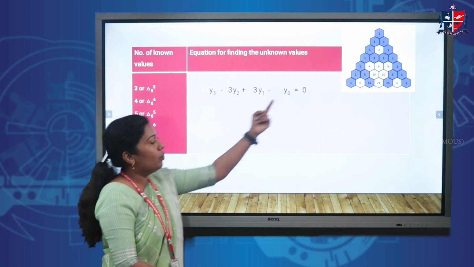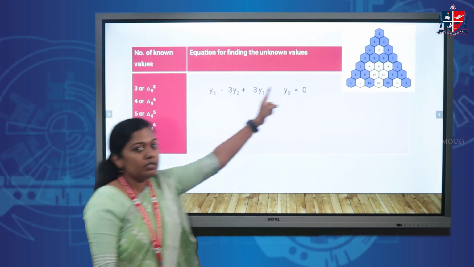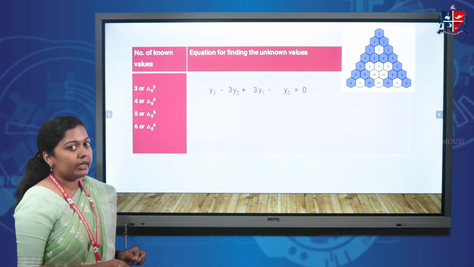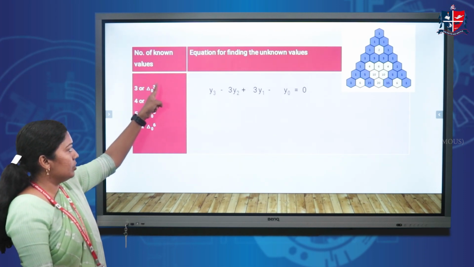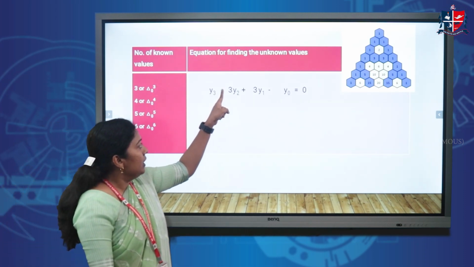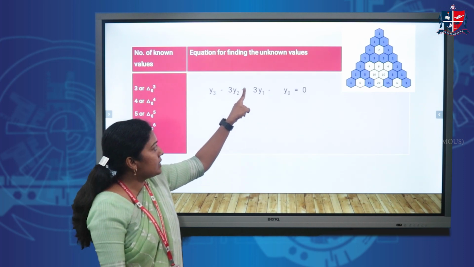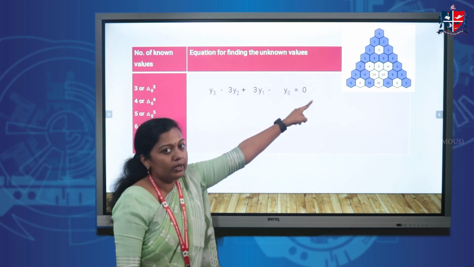So is equal to 0. You have to put is equal to 0. So if the non-values are 3, you have to write it as delta 0 raised to 3 is equal to y3 minus 3y2 plus 3y1 minus y0 is equal to 0.